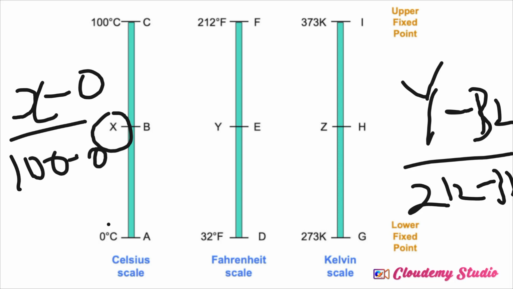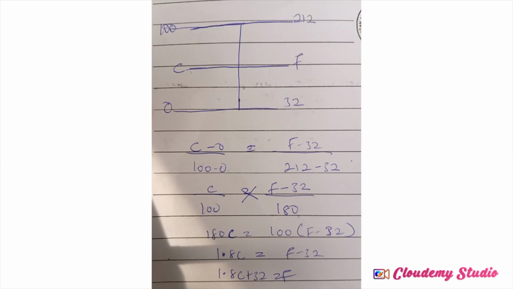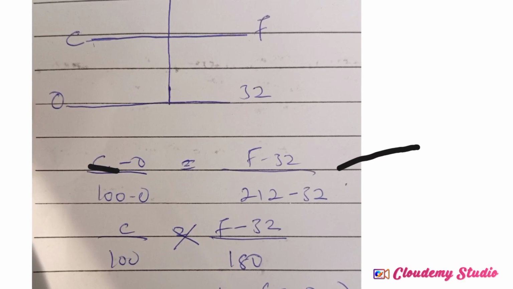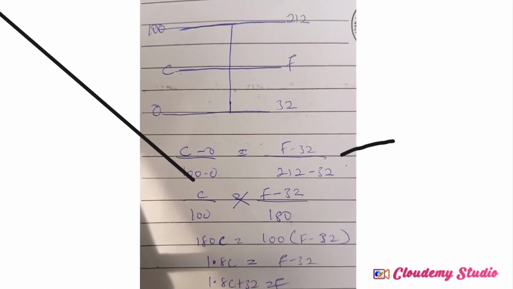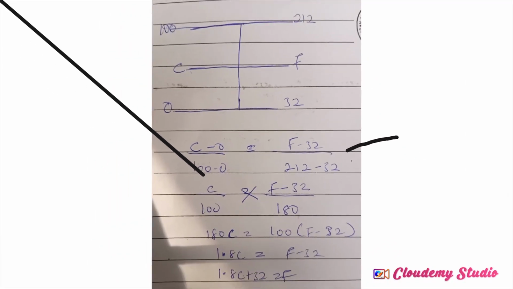You may be wondering what this is. So let's see how questions can come, they can come in different forms. This is the continuation of what I did there. Look at this carefully. Can you see it? Look at this: 100, 0, 212, 32. This is the Fahrenheit scale.